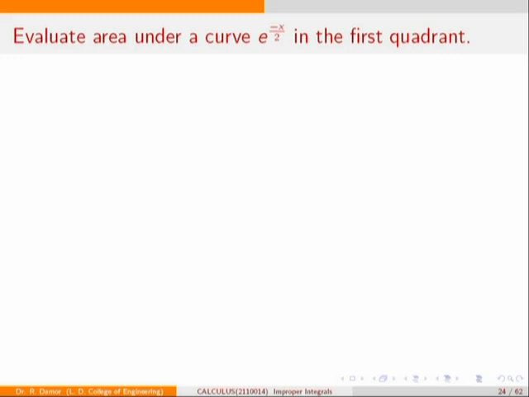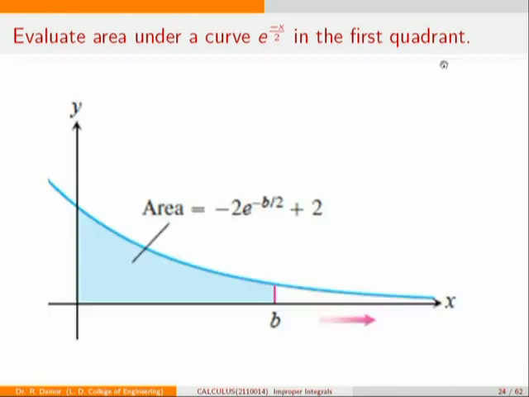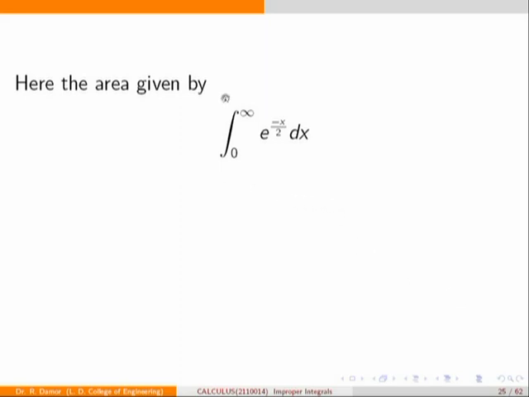Now suppose I want to evaluate the area under the curve e raised to minus x by 2 in the first quadrant. This is my curve, e raised to minus x by 2, and this is your first quadrant. There are first, second, third and fourth quadrants, but I only consider the first quadrant. So in the first quadrant, what is the limit? The lower limit is 0, but what is the upper limit? x tends to infinity. So this is nothing but the integral from 0 to infinity of e raised to minus x by 2 dx.